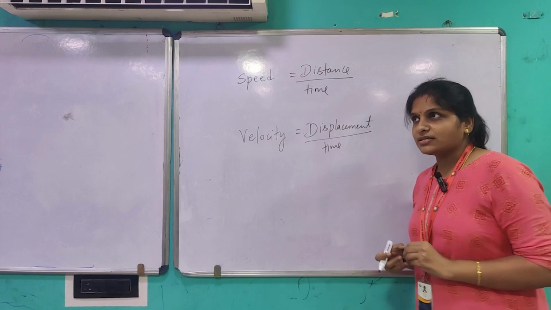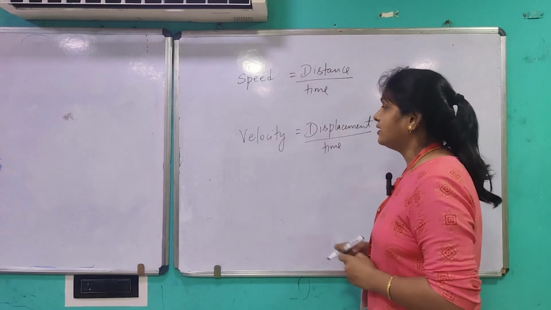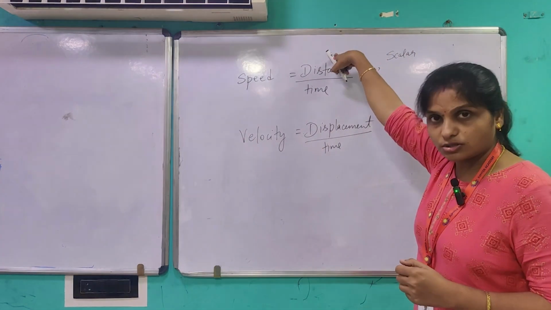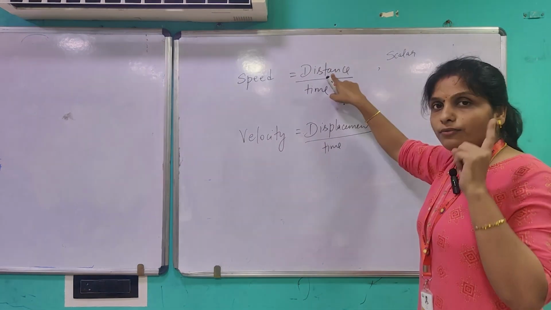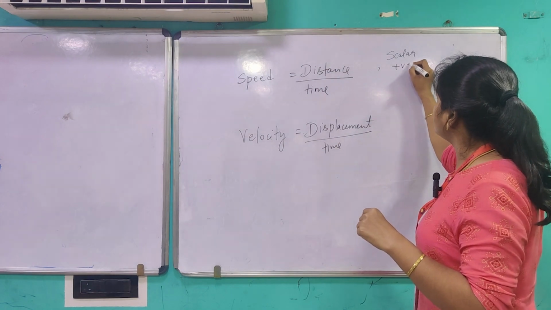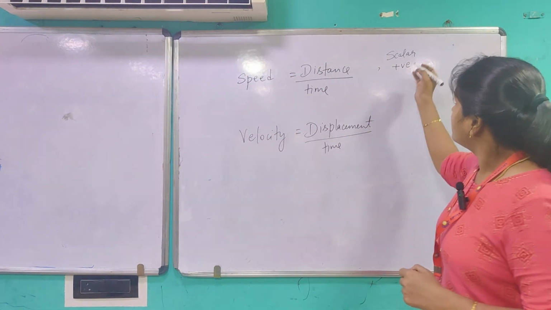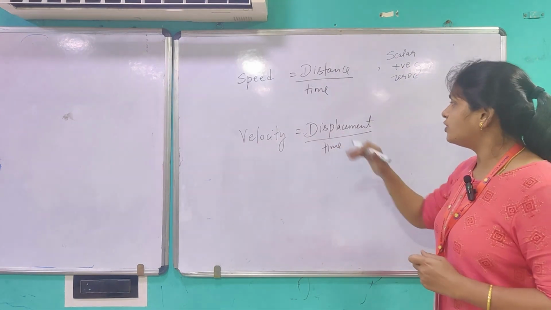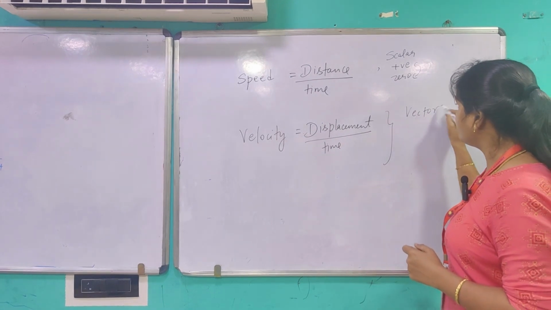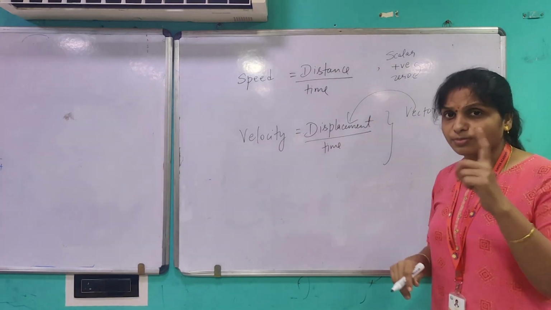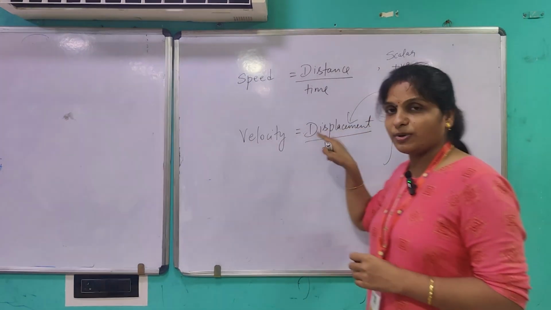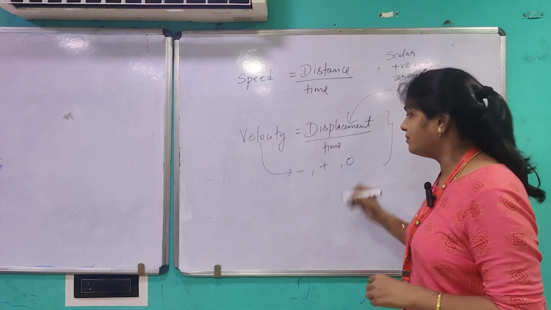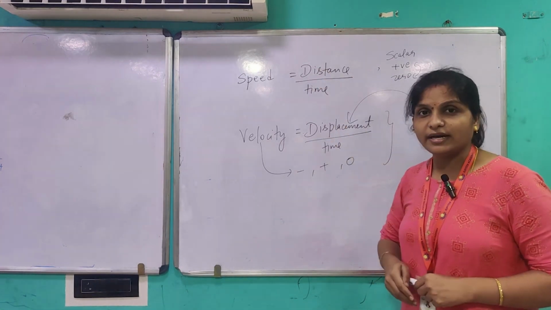I will teach you what is a scalar and vector, but for now I am telling you directly. Speed first of all is a scalar quantity, because distance is also a scalar quantity. Distance will always be positive, that's why speed will also be positive. Speed can be zero also. What is velocity? Velocity is a vector quantity because it depends on displacement, and displacement is a vector quantity. As displacement can be negative, positive, zero, similarly velocity can also be negative, positive and zero. This is the difference between speed and velocity.